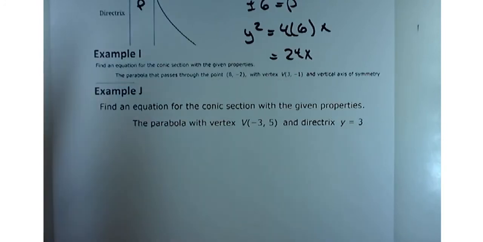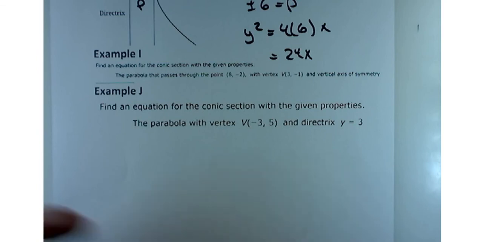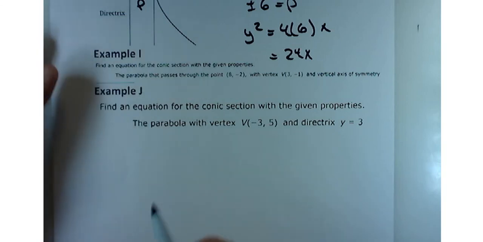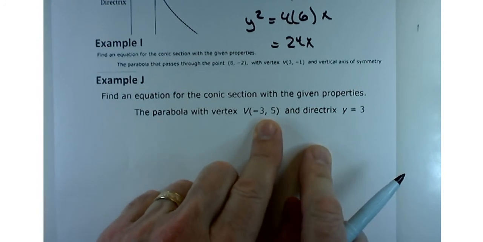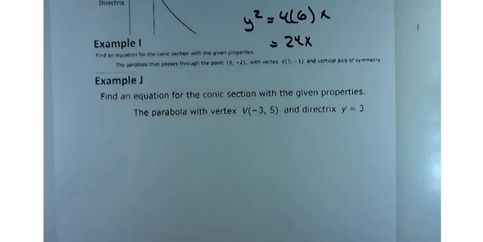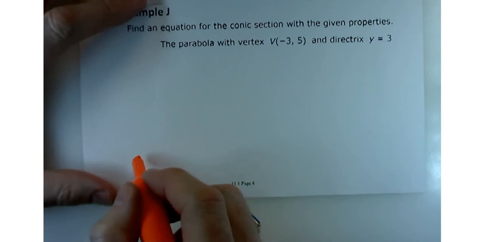Last but not least, let's take a look at J. J is stuff that we're going to work on more when we get around to section 11.4. In section 11.4, for all our conic sections, our ellipse, our hyperbola, and our parabola, we're going to start moving them away from the center at 0, 0, or the vertex at 0, 0, depending on what shape we're working with. In this case, we've got a vertex at negative 3, 5, and a directrix at y equals 3. So let's draw some stuff to try and orient ourselves a little bit.